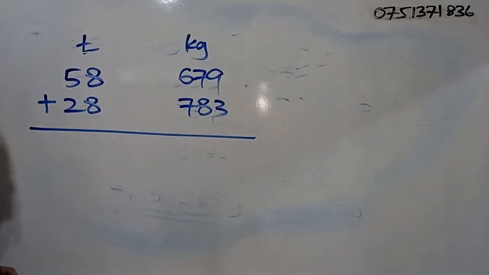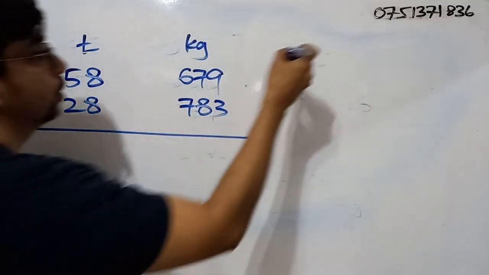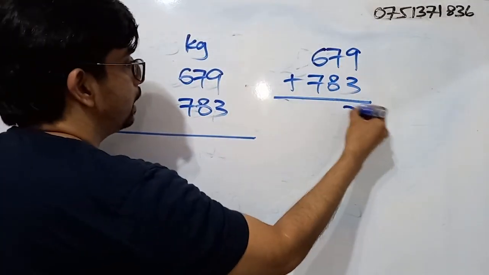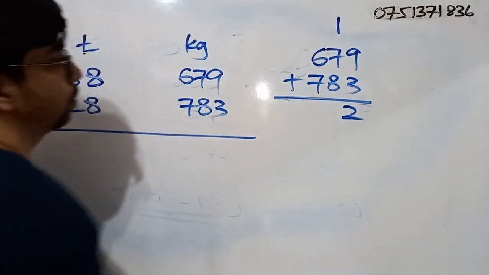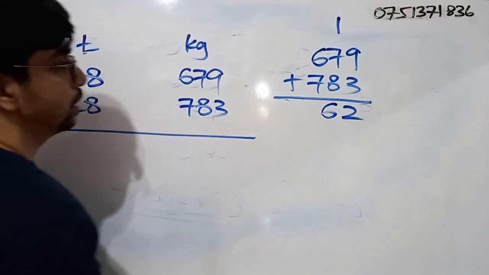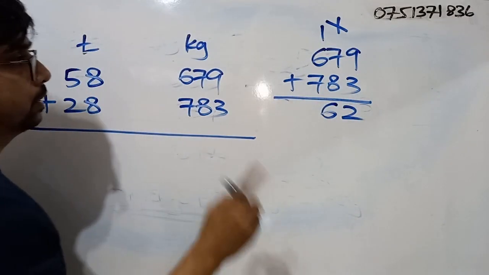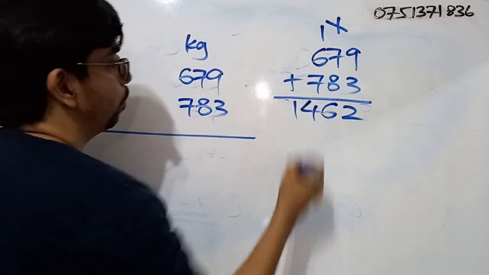So this is the addition that we have to do. Right, so we will start from the kilograms column. Okay, so 9 plus 3, that's a 12. So we have to pass over the 1. 7 plus 8, that is 15. Add the 1, it becomes 16. Again we have to pass over the 1. 6 plus 7, that is 13. Add the 1, it becomes 14.